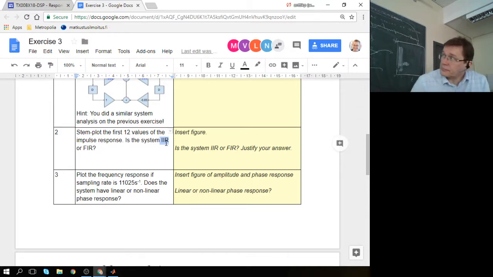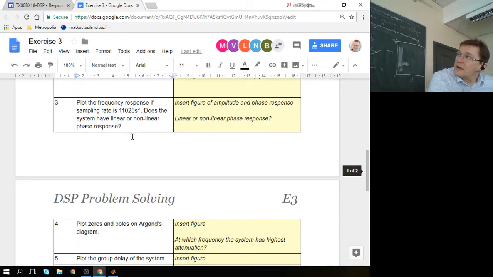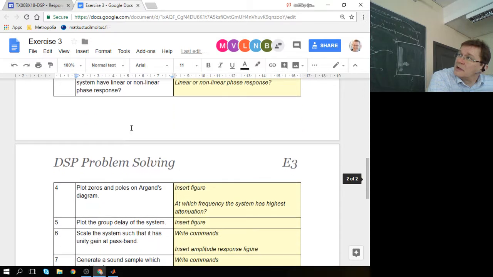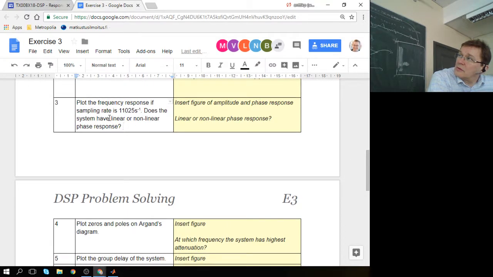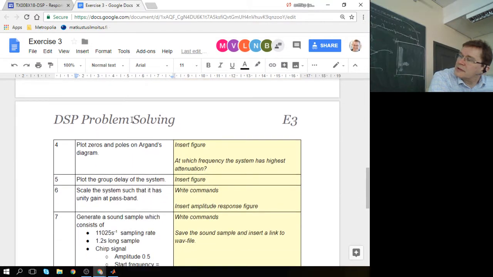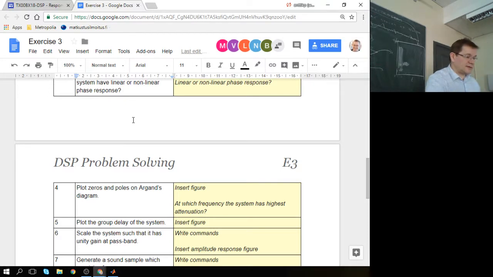All right. And the only way you can safely test it is to calculate the impulse response and check it. Then the frequency response, that's very simple. And also, does the system have a linear or non-linear phase response? Good, that you can see. Linear meaning that you have the phase response looking like that in the passband. Linear.